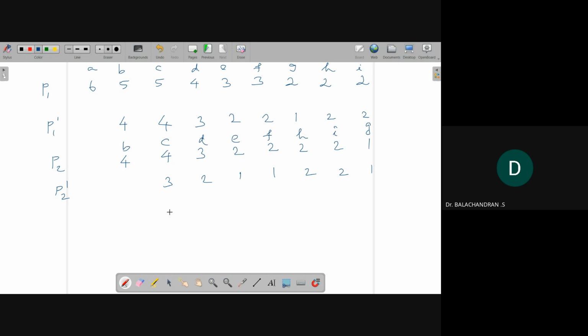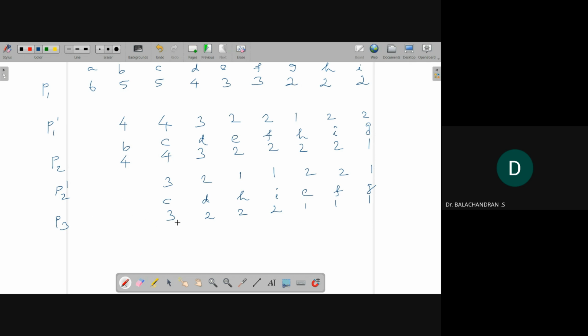Ascending order means first 3, which is C, and this 2 is D. Then this 2 is H, this 2 is I. Then this 1 is E, this one is F, and this one is G. I'll write in ascending order. This is P3.